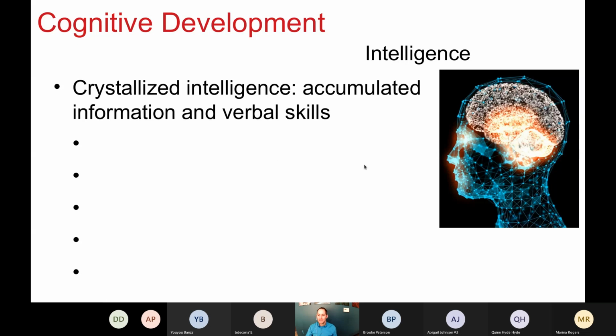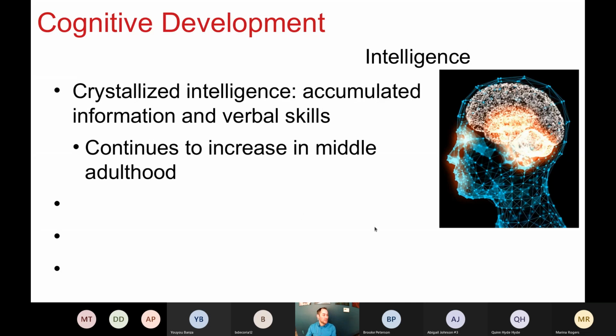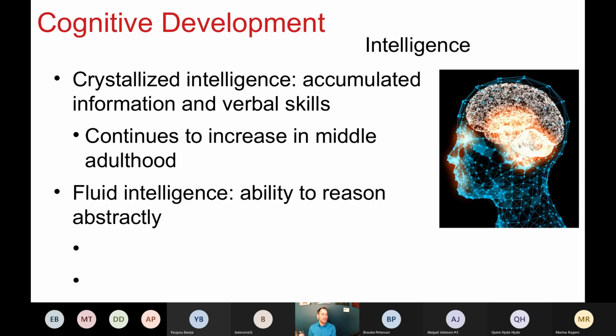So crystallized intelligence, again, is something that's continuously being built throughout your life. It's that knowledge, verbal skills. If you're learning a new language, that's called crystallized intelligence. Everything you know about psychology now is part of your crystallized intelligence. Everything you know about your job is part of your crystallized intelligence. So that continues to increase throughout your lifespan. Every time you're learning new things, you're adding to that crystallized intelligence.